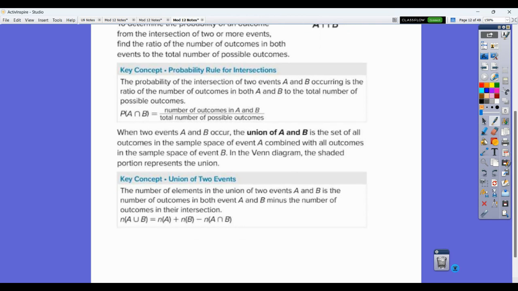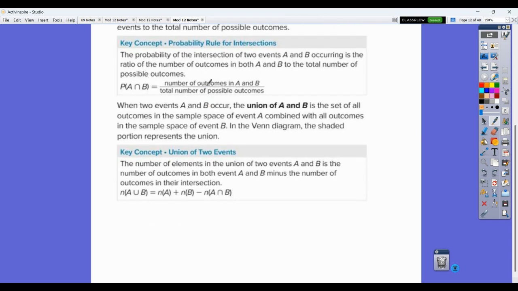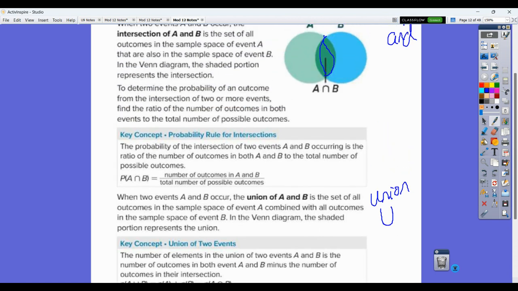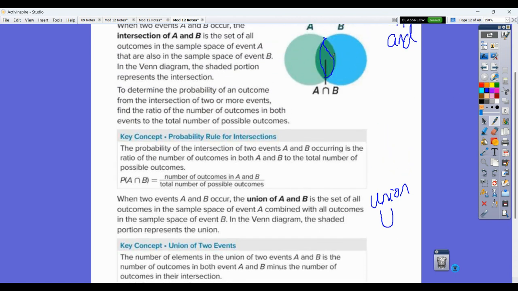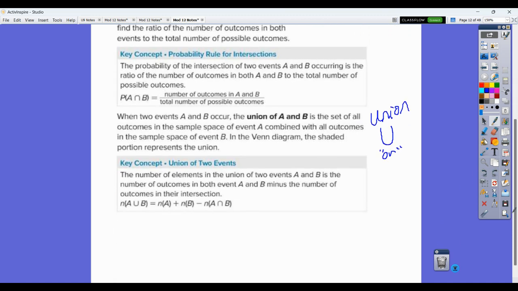Okay. So when two events occur, A and B occur, the union of A and B is a set of all outcomes in the sample space of event A with event B. So a union is actually going to be a right side up U, just like a U that's a union that's there or whatever. And it's going to be, if I were to look at this Venn diagram again, all of the green and all of the blue put together, not counting the overlap twice, only counting it once. So the union is, usually we use the word or. It's in this or that, which includes the overlap of it.